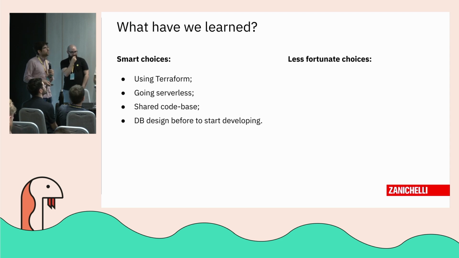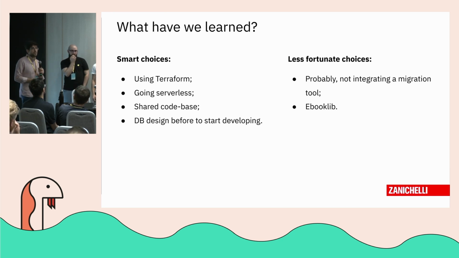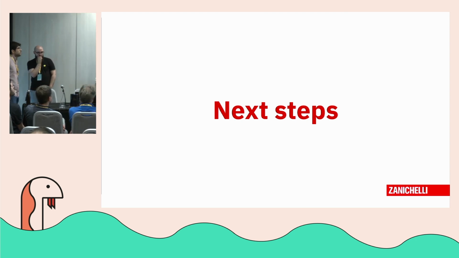Of course, we do also have less fortunate choices. One of them was probably not integrating a migration tool from the beginning, as Nico also said at the beginning. And also EPUB was a problem. Not to blame the library, but using an external library for a critical functionality of the application was not a smart choice in hindsight. Yes, exactly. But our journey is not yet over.